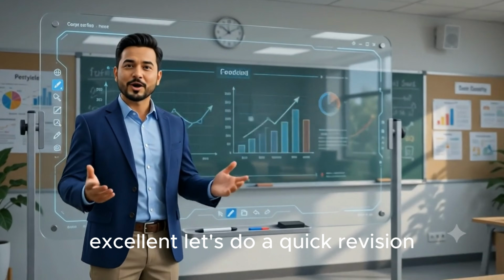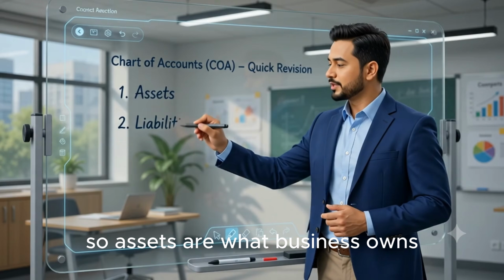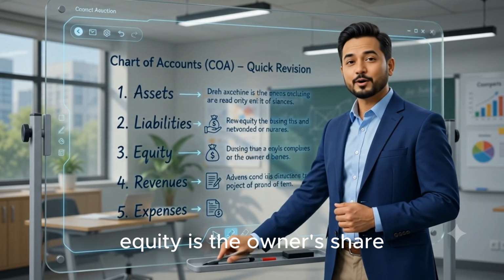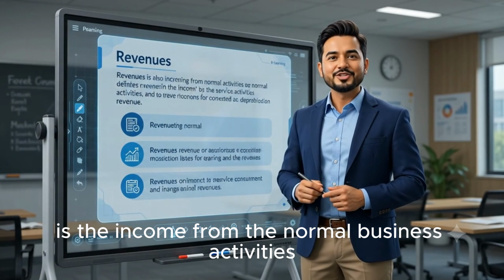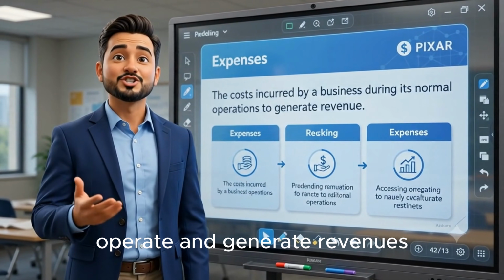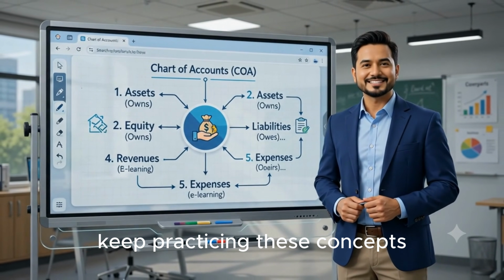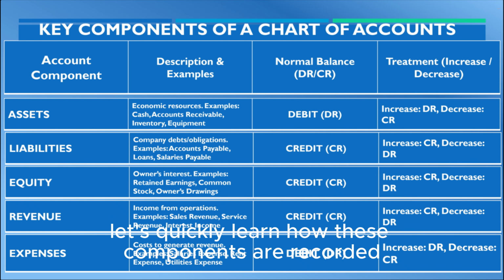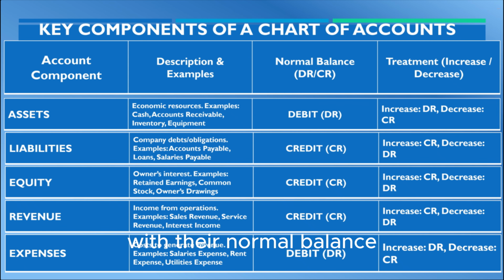Excellent. Let's do a quick revision. So assets are what business owns. Liabilities are what business owes. Equity is the owner's share. Revenue is the income from the normal business activities. Expenses are costs incurred to create, operate, and generate revenues. Keep practicing these concepts.